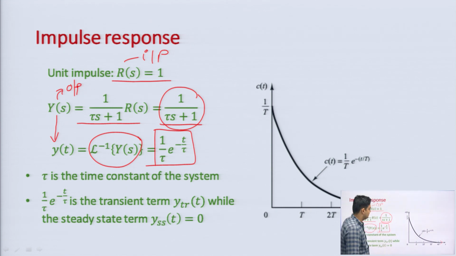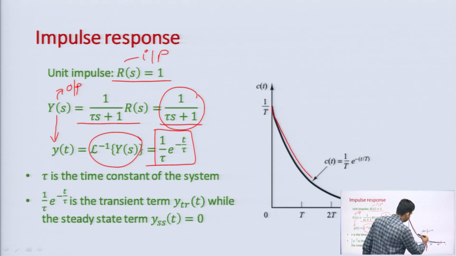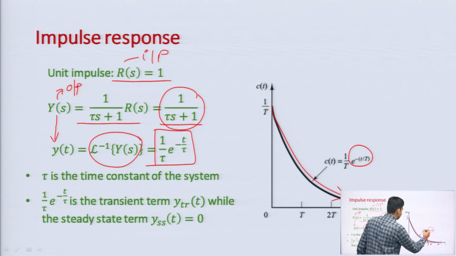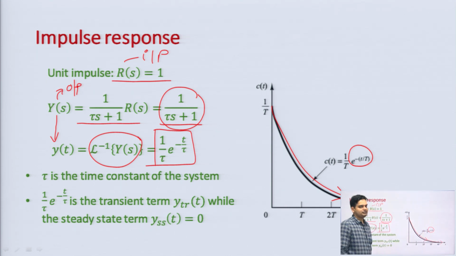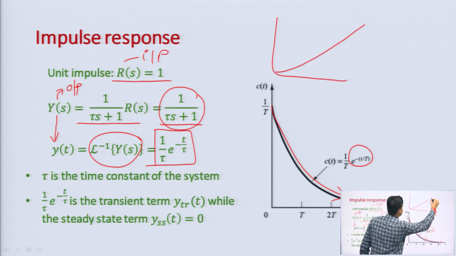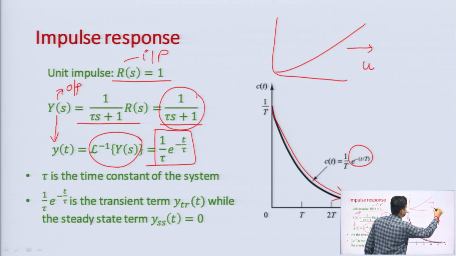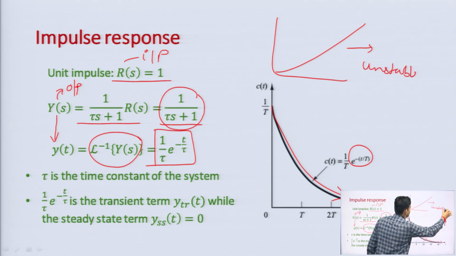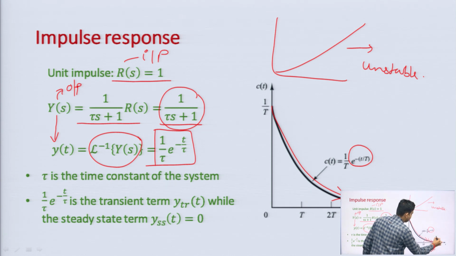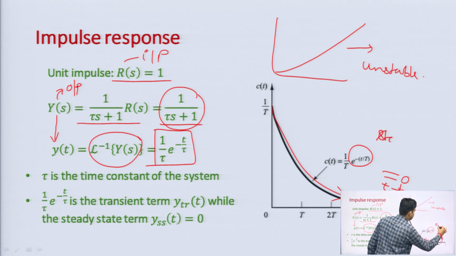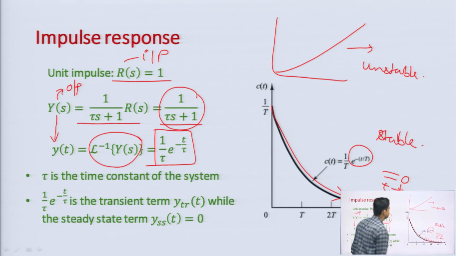In this case I am getting a time decaying expression, because it is exponential of minus t over tau. Whenever time increases, my response is dying out. It means this is a stable response. Whenever the response grows like this, it is unbounded, and we can say it is an unstable response. But here my whole response is dying out and going to 0 as time t tends to infinity, so we can say this is a stable system. This is the impulse response of the first order system.